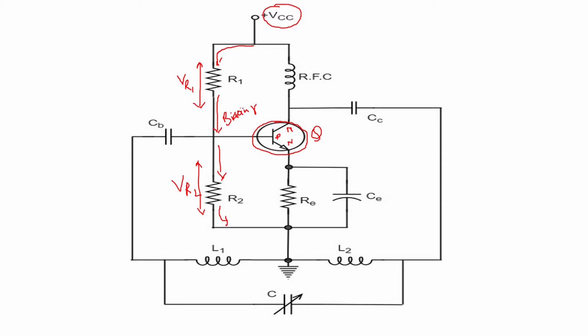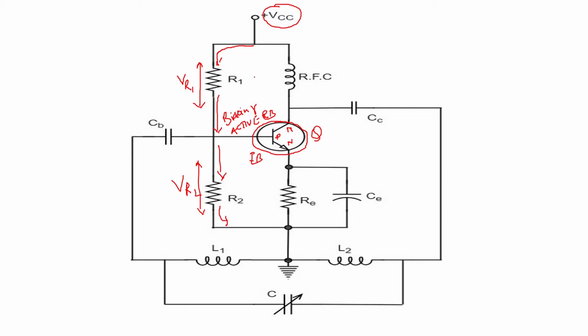Here this biasing should see that the base emitter junction of the transistor is forward biased, and the base collector junction of the transistor is reverse biased, so that it is operating in the active region. This is important because basically this transistor will be an amplifier, and then we will see that the feedback we give in this closed loop circuit is a positive feedback.